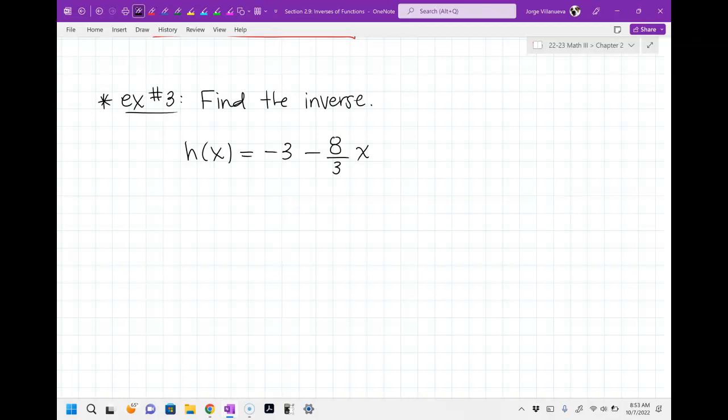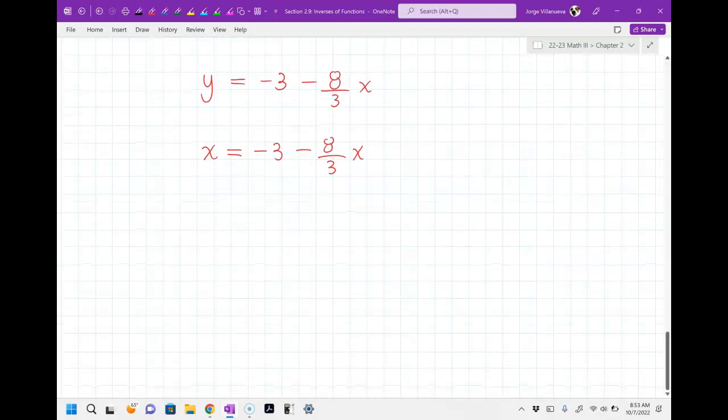Anyway, step 1, write your function. Step 2, change your h of x to y. So y equals negative 3 minus 8/3 x. Step 3, change y to x and x to y. So x equals negative 3 minus 8/3 x. I'm sorry, not 8/3 x, 8/3 y.